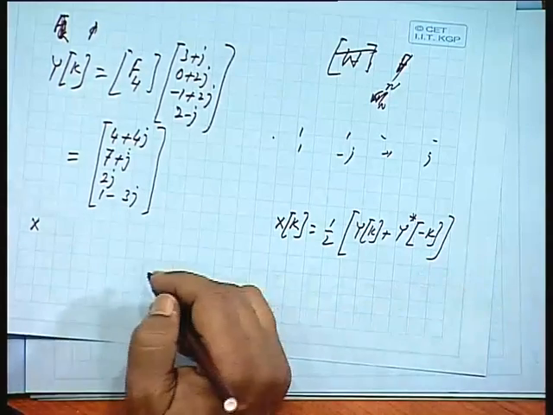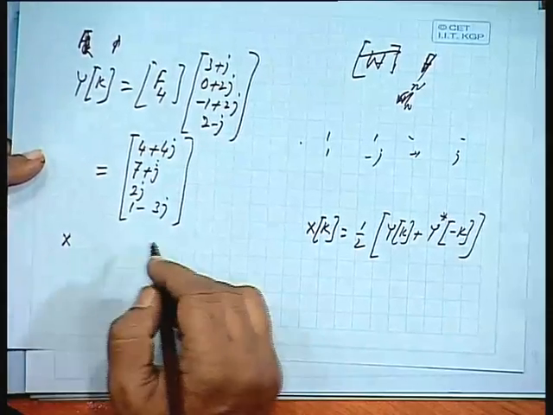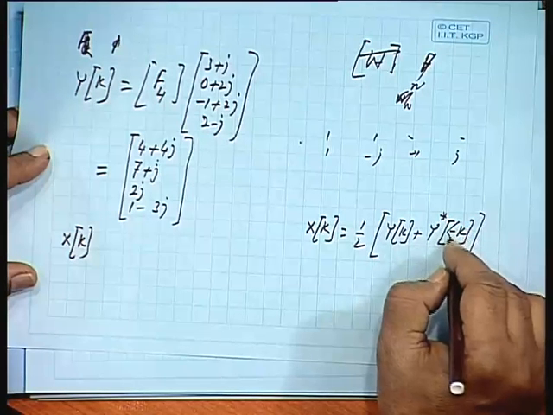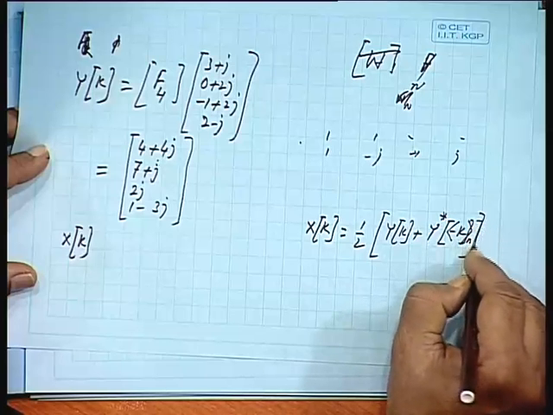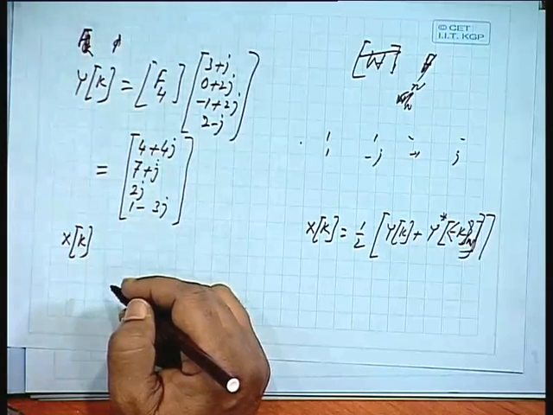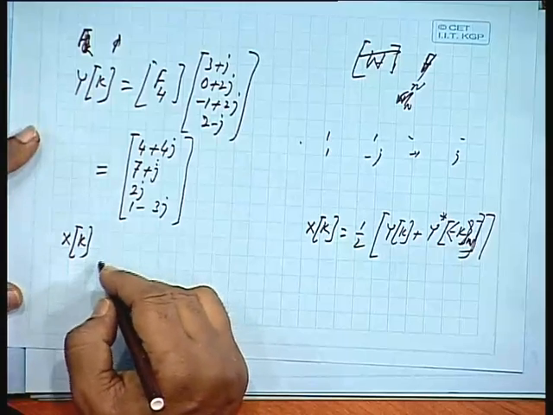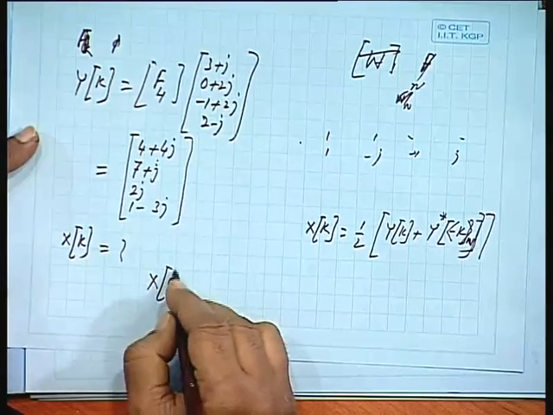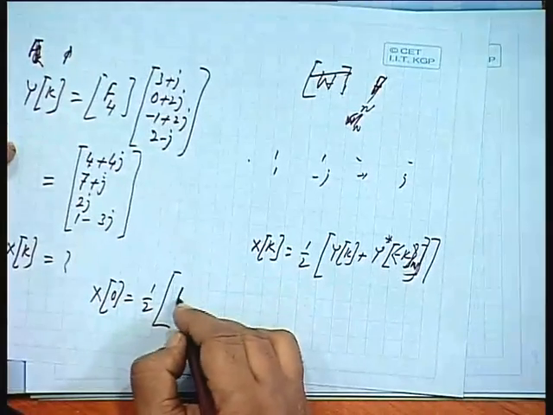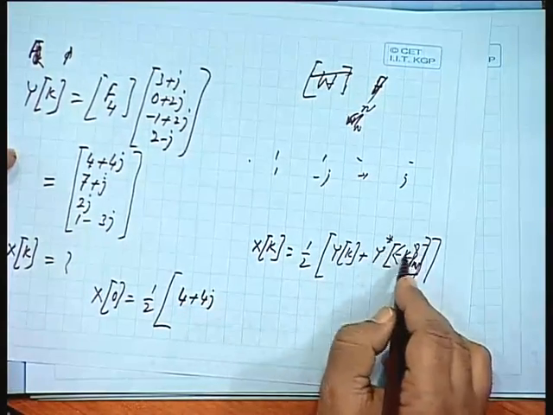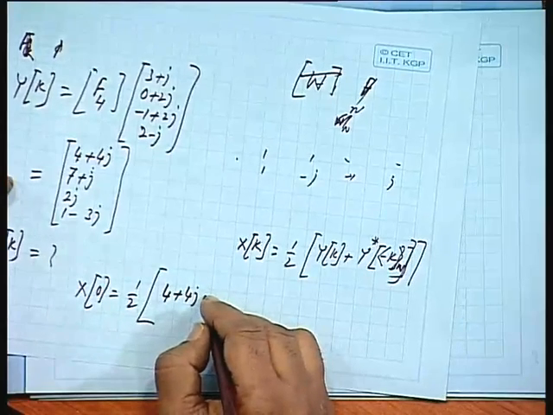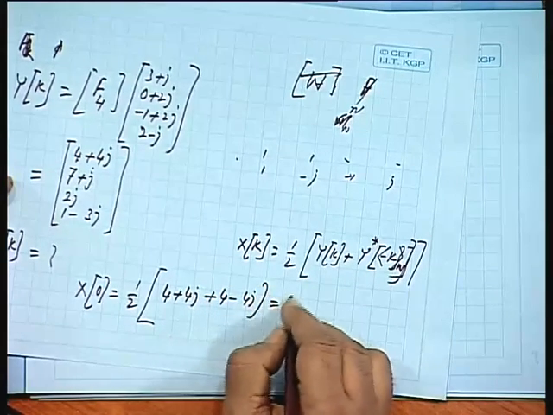Here let us write x k, minus k modulo n, capital N. Here it is 4. So let us see the values that we have computed. What will be x 0? It will be half of 4 plus 4 j and y star 0 modulo 4, it will be again 0. So, 4 plus 4 j, complex conjugate of that will be 4 minus 4 j, it will be 4.